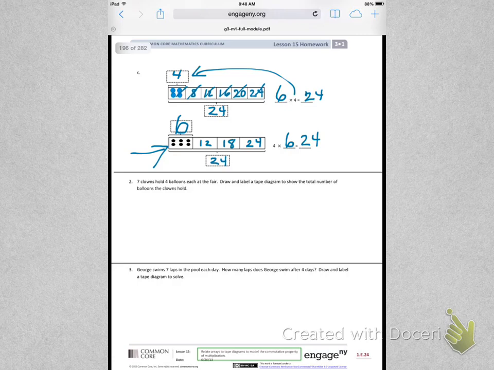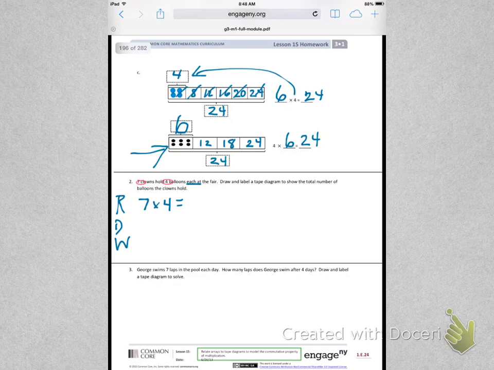Look at number 2. Let's use our RDW strategy on this. 7 clowns hold 4 balloons each at the fair. Draw and label a tape diagram to show the total number of balloons the clowns hold. Using my reading strategy, I'm going to go ahead and identify that I have 7 clowns. Each of those clowns is holding 4 balloons. I have 7 clowns, 7 groups of 4. That's a multiplication problem. They each had 4. Let's draw a tape diagram to go ahead and show this.